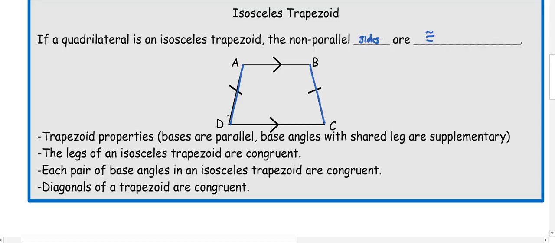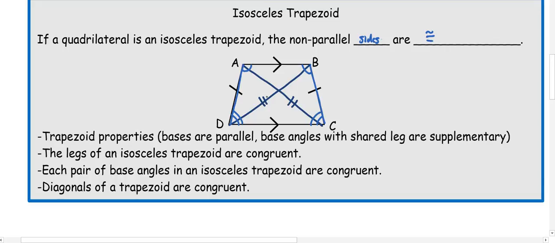So in an isosceles trapezoid, we have the properties we just talked about. We have that the legs of the isosceles trapezoid, so AD and BC, are congruent. Then each pair of base angles, just like in an isosceles triangle when the base angles were congruent, the base angles that touch the same base in an isosceles trapezoid are going to be congruent. And then our last property is that the entire length of the diagonals, so BD and AC, are going to be congruent to each other.